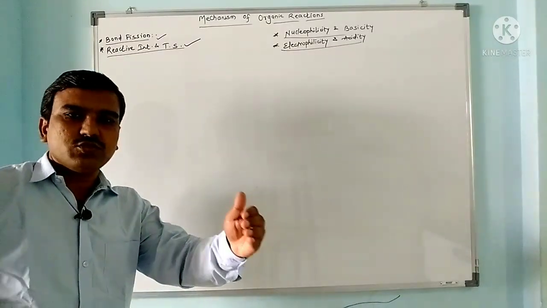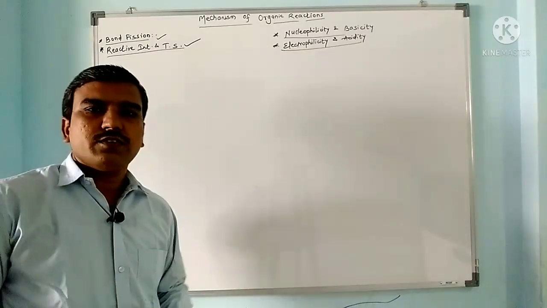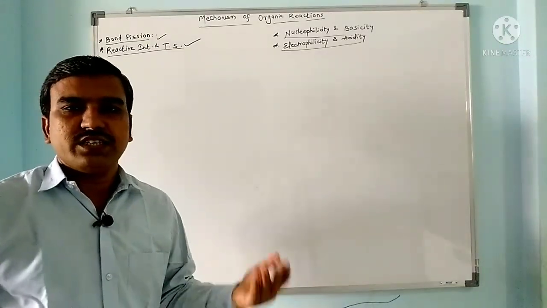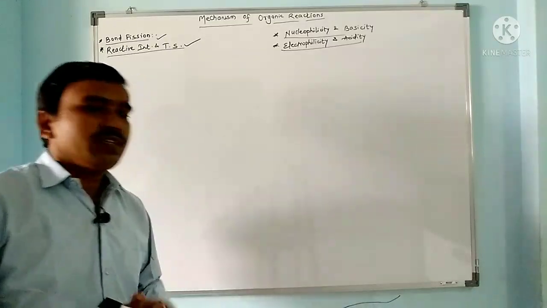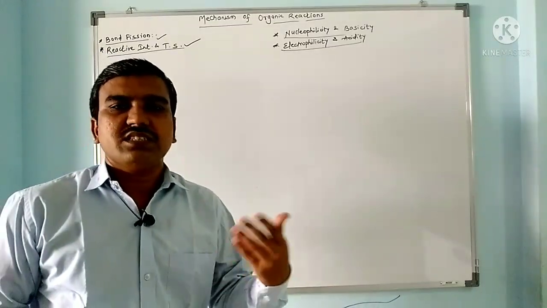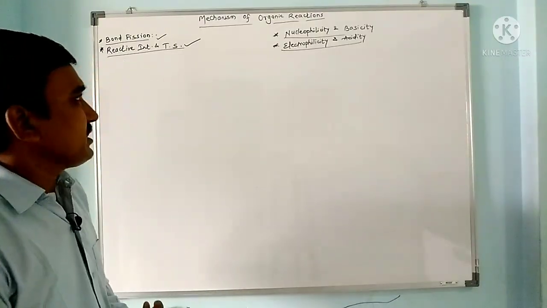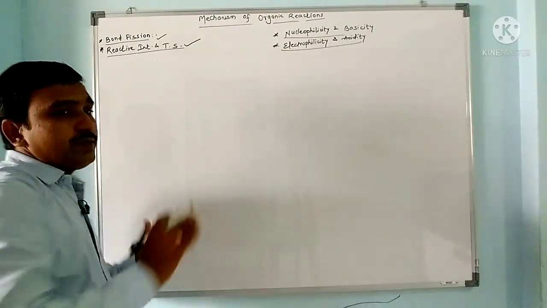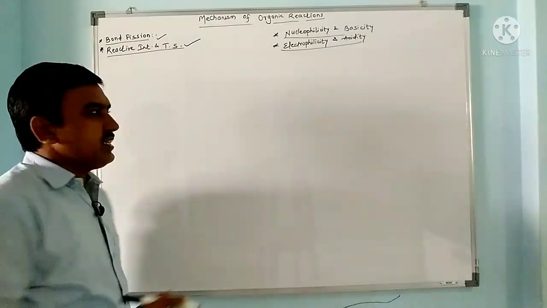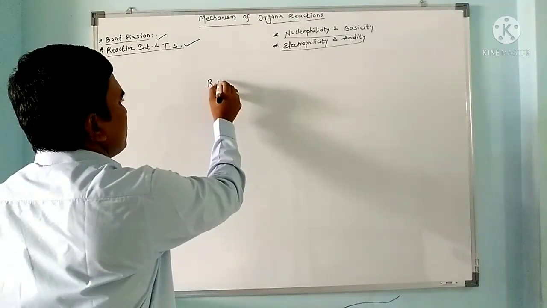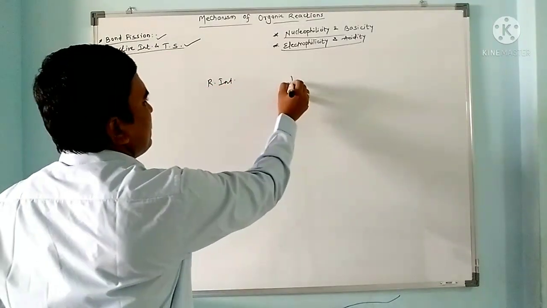Most of the intermediates we have seen in the earlier video, carbocation, carbanion, and free radical, are reactive intermediates. Along with these, nitrenes, carbenes, and arynes are also generated during the course of organic reactions. But what is the exact difference between transition state and reactive intermediate?